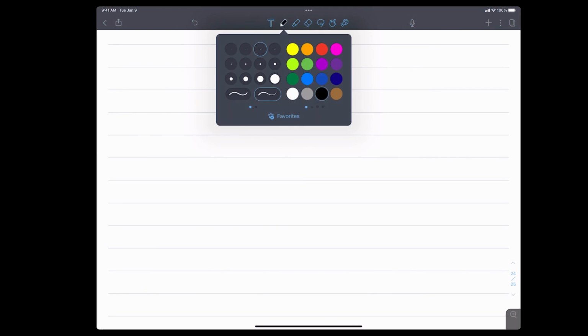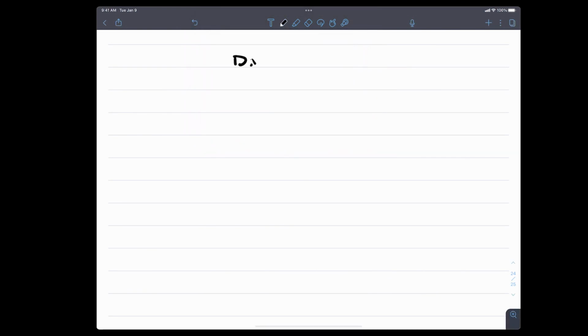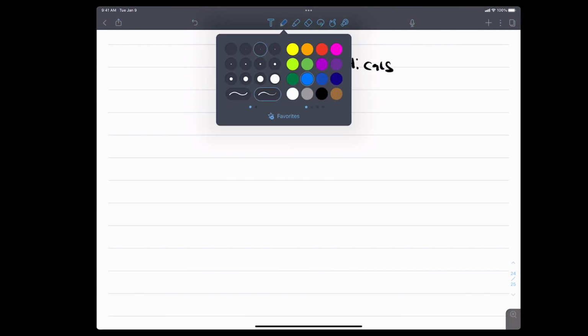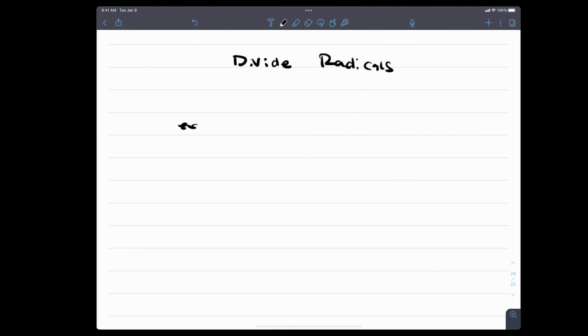It's really designed to do? You're going to see shortly, we're going to divide radicals. You say dividing radicals, like, for example, you can have the square root of 2 divided by the square root of 3. You know, to divide radicals.